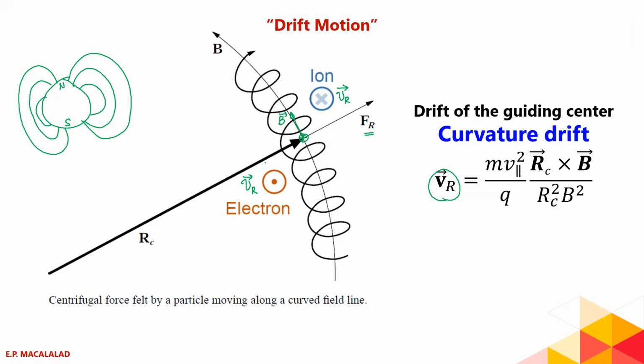Okay, so if we have a collection of charged particles involving positive and negative charges, if we have a curved magnetic field, those two charges will move in opposite direction. They will separate. So that's your three drifts that is usually happening in the space environment.